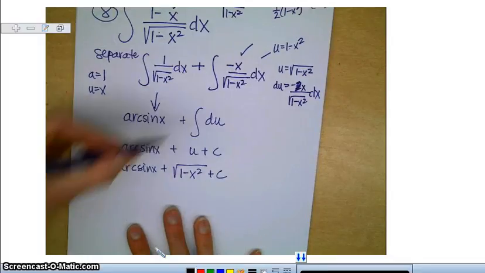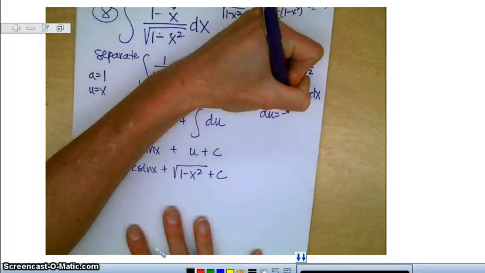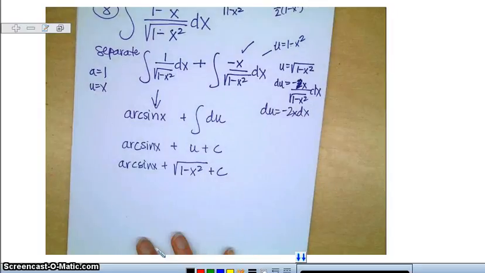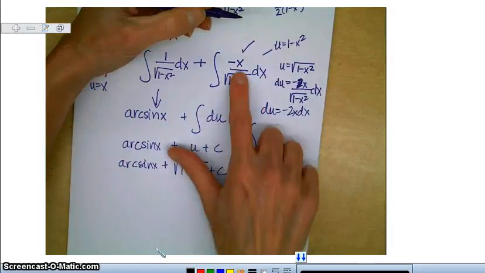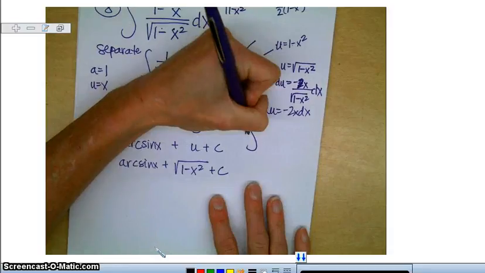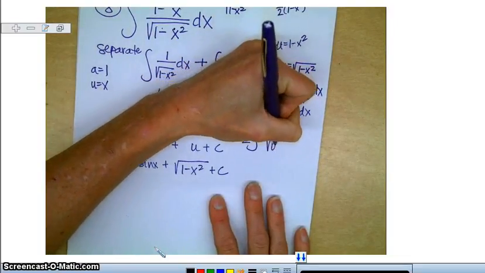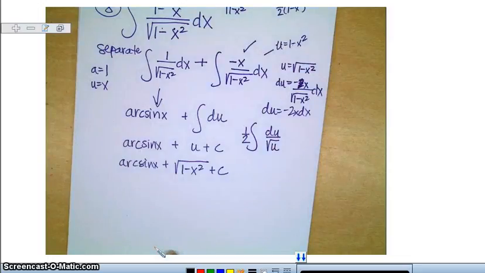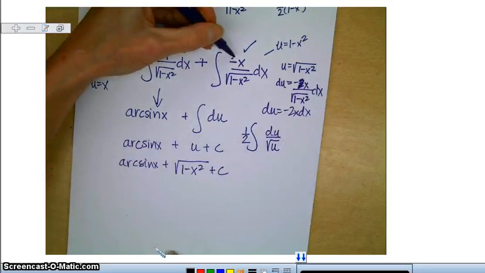You shouldn't have. If you let u equal 1 minus x squared, then du is negative 2x dx, right? Okay, so then you'd have the integral of 1/2 du on top over the square root of u. Oh, it's over the square root. I added a negative. Never mind.